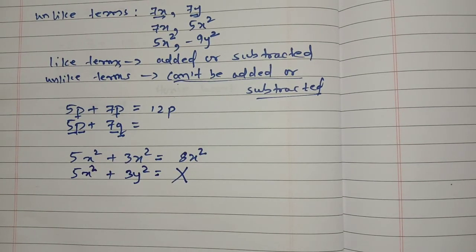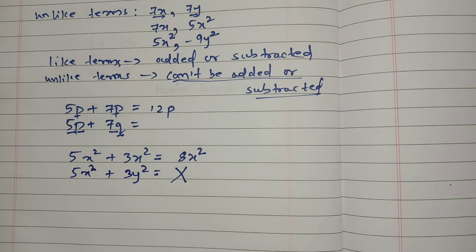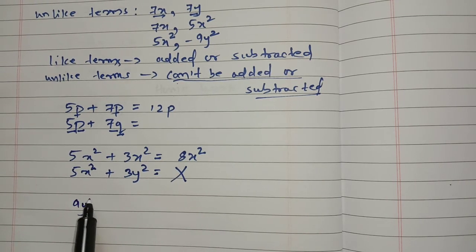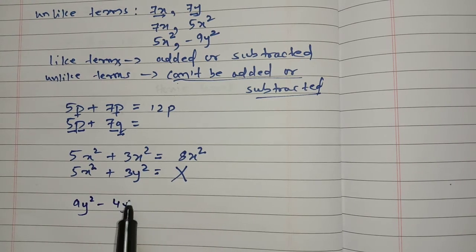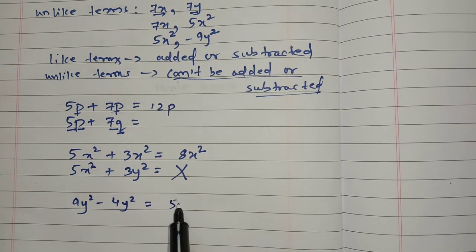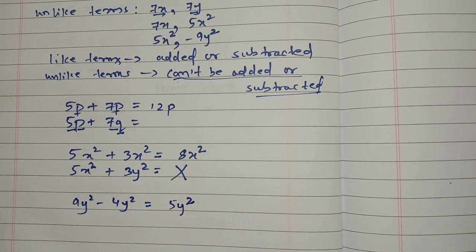Now we'll take two examples of subtraction also. Suppose it is 9y square minus 4y square. Can we subtract? Yes, we can subtract it because these are like terms. Both have the same variable as well as the same power. When you subtract, the answer will be 5y square.